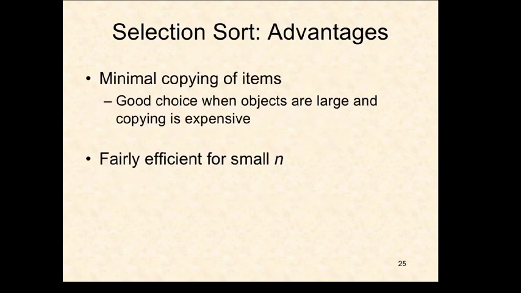So what's the nice thing about selection sort? Minimum copying of those items. If objects are really large and that copying is expensive, it's hard to beat selection sort because it never does any more than n swaps of data. And so it does really well when swapping is expensive. It does a decent job for small n. We're going to see a better algorithm coming up when n is small.